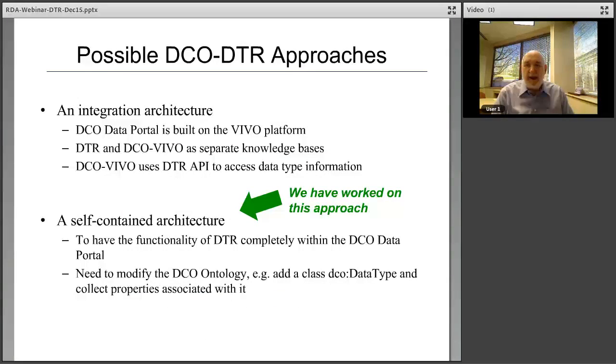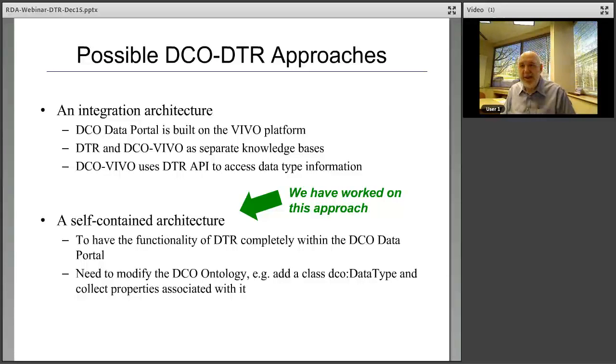They considered two ways to integrate the DTR, and I find this to be very interesting, very gratifying with the choice they made in the end. They could have taken the prototype registry and used it as another element, along with the Vivo platform that they use as a knowledge base. And the Vivo platform would have queried the DTR in order to integrate the types.